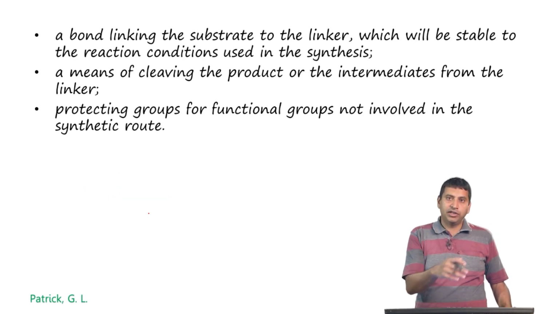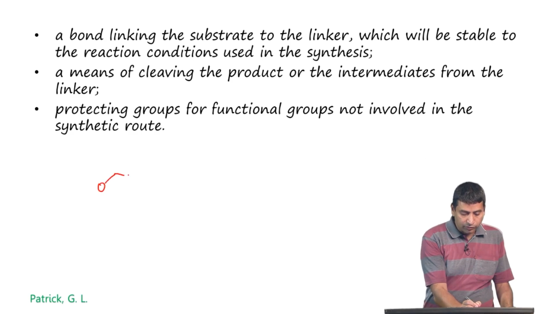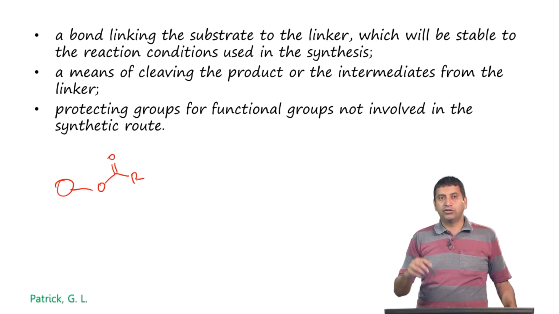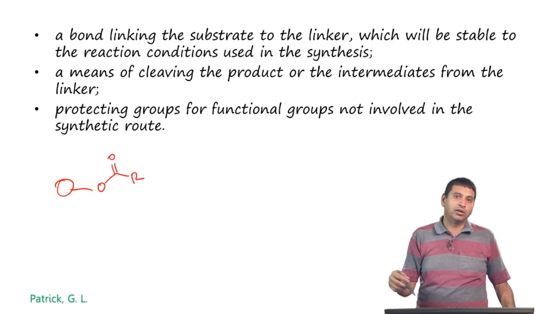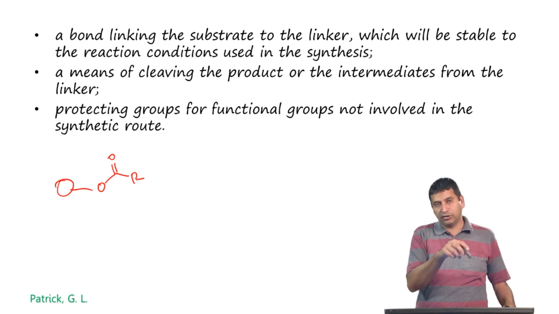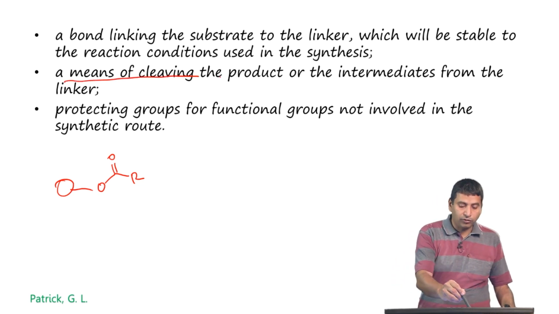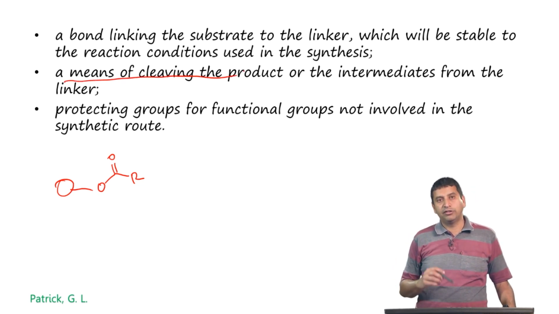Then once the substrate is attached, there is a bond that is formed. So, for example, we form an ester bond, right. This bond is very important because it should be stable under the conditions of the reaction that we are going to conduct after this point, but it should be cleavable under certain other reaction conditions, so that you can recover the product. Okay. So, we should have a clear means of cleaving the product or the intermediates from the linker. So, therefore, identifying the right protective group is very important.